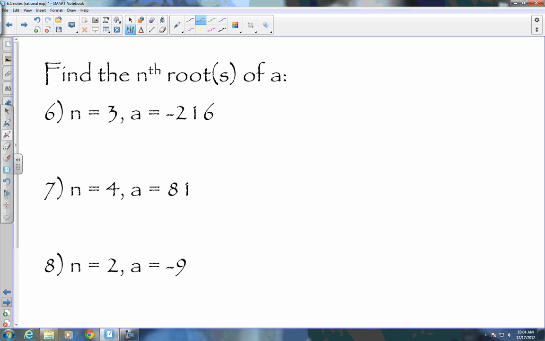We're going to find the nth root or roots of a. So the nth roots, where n is 3, of a equals negative 216. So I'm going to rewrite this as x to the 3rd equals negative 216. Okay, so that's what it is we're asking for, is to solve that equation. x to the 3rd equals negative 216. So that means x equals the cube root of negative 216. What times itself makes a negative 216?